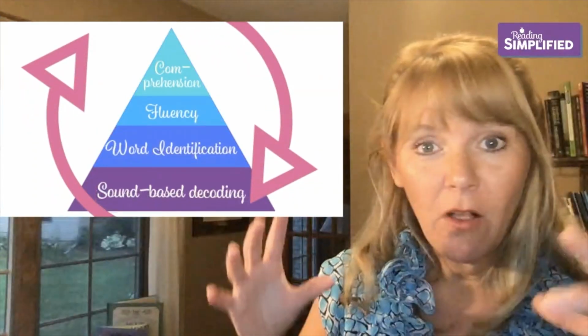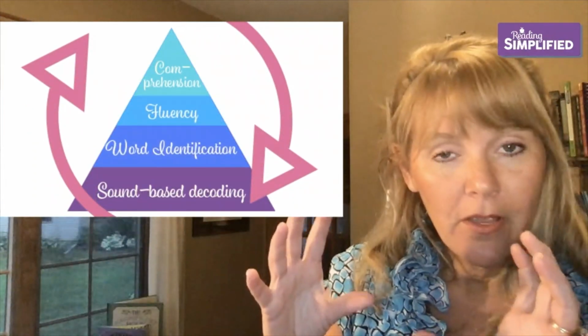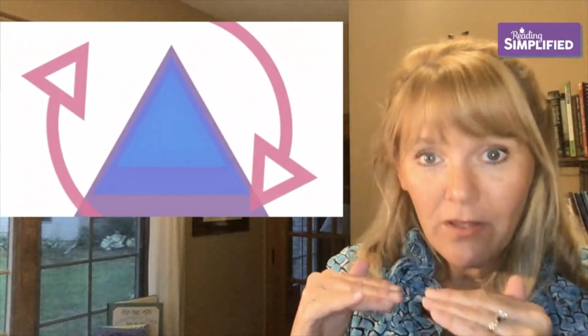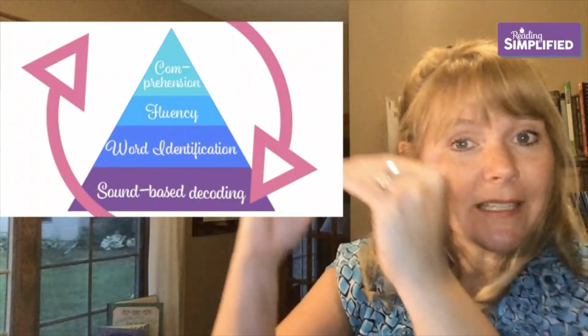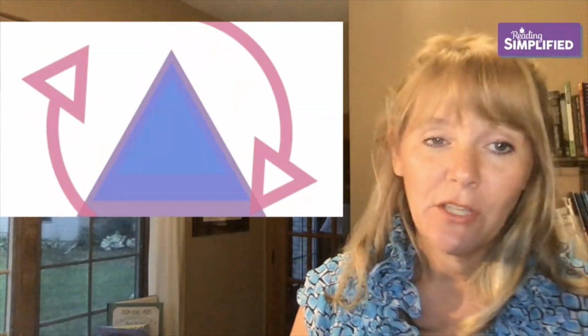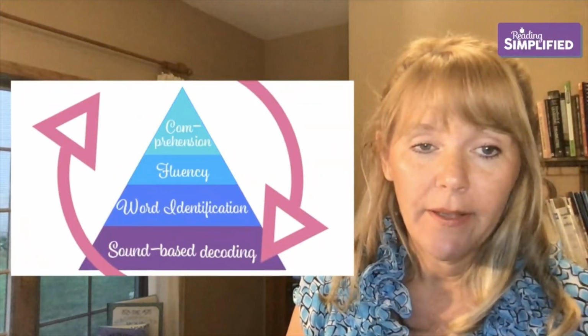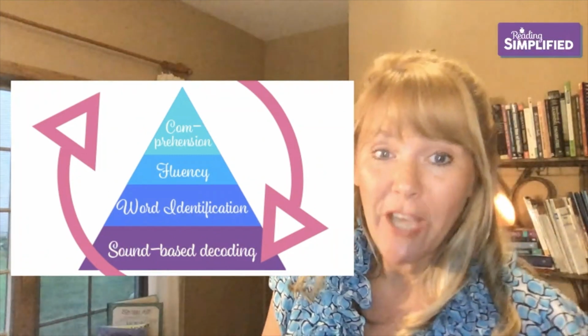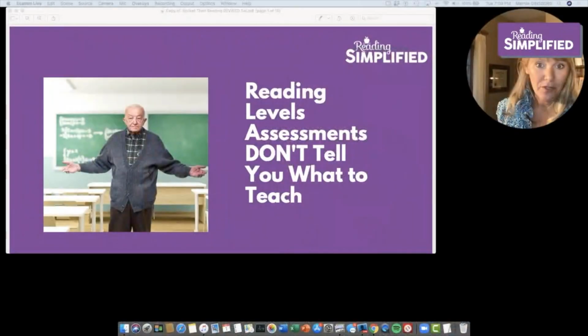It's an interactive triangle. All of these pieces work together, but in general, they operate developmentally in this hierarchy, and the foundation is the word sound-based decoding. That is the part of our schooling that is generally not so strong. Okay, so what is wrong with reading levels and what can we do about it?